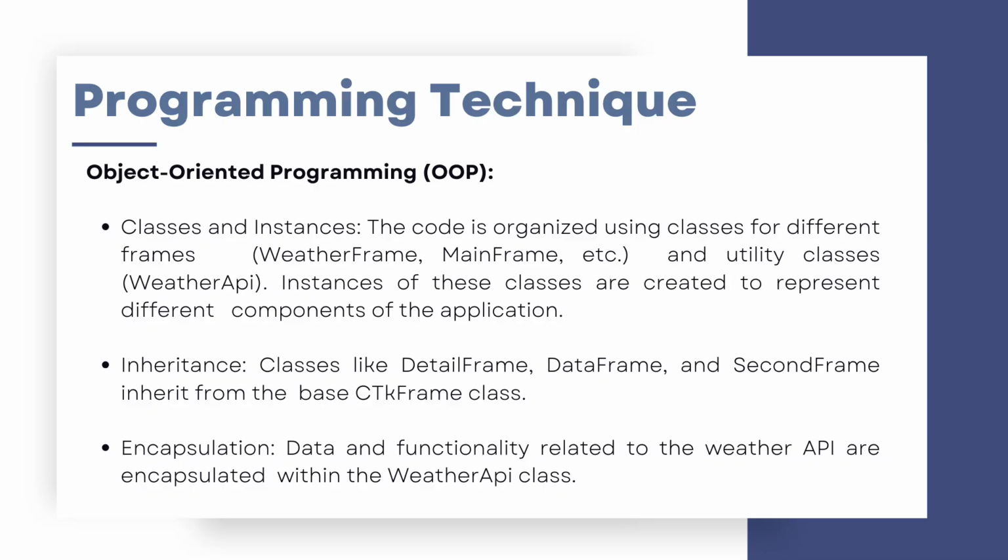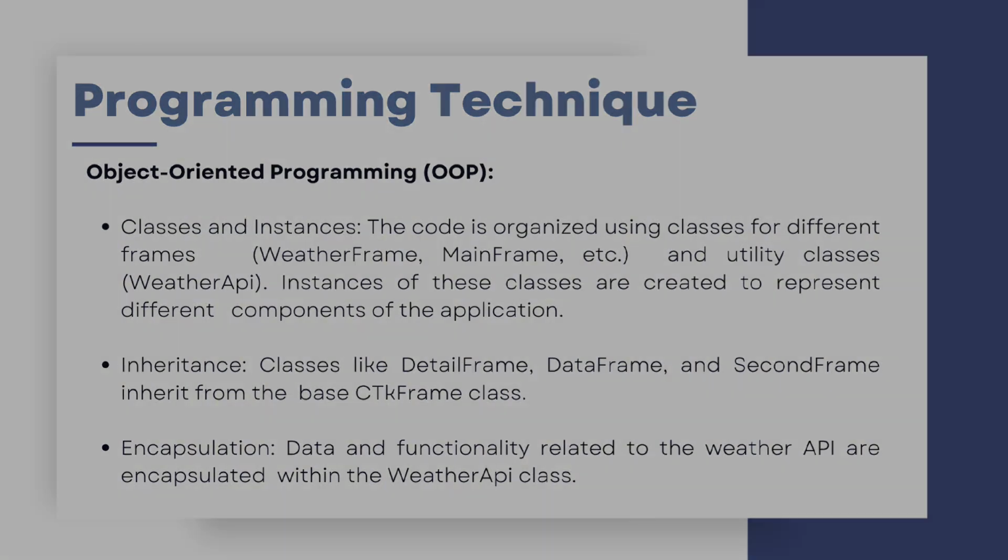For the programming technique, the Weather application employs object-oriented programming principles to organize and structure its codebase, enhancing modularity, maintainability, and code reuse. The Python programming language facilitates the implementation of OOP, and the application is structured around several classes that encapsulate related functionalities. The central classes include MainFrame, SecondFrame, WeatherFrame, DetailFrame, DataFrame, Alert, and WeatherAPI. Each class corresponds to a specific aspect of the application's functionality, contributing to a modular and well-organized design.